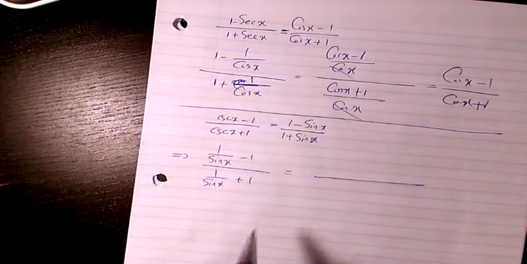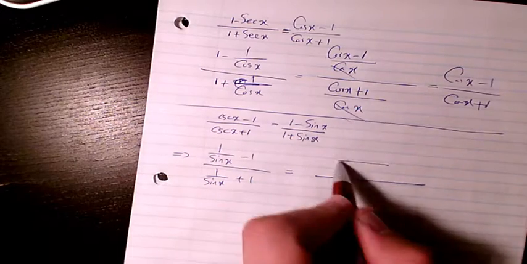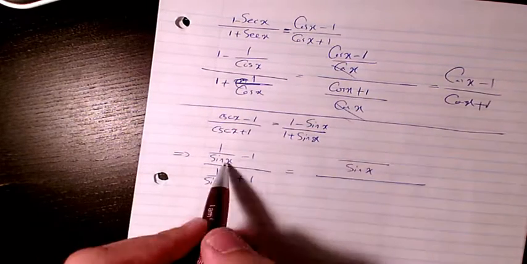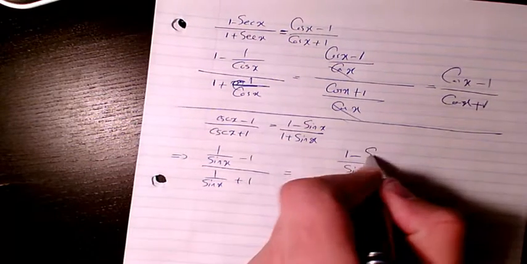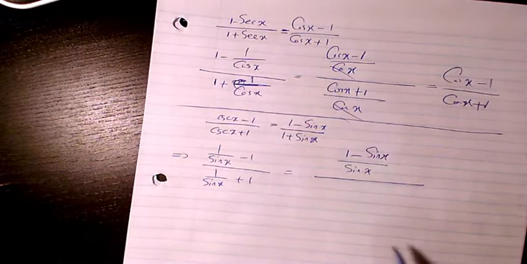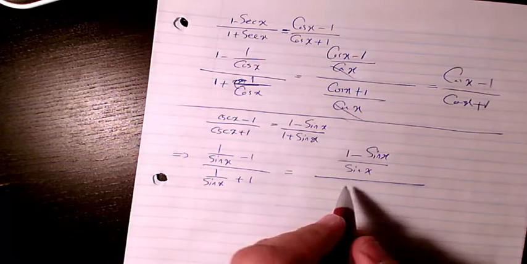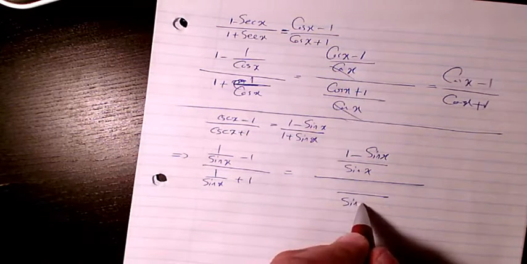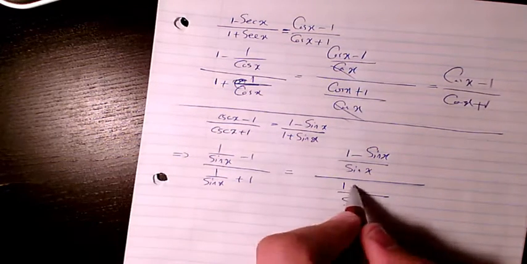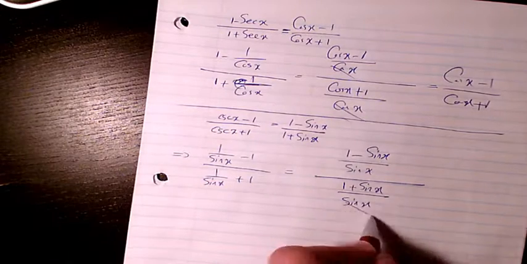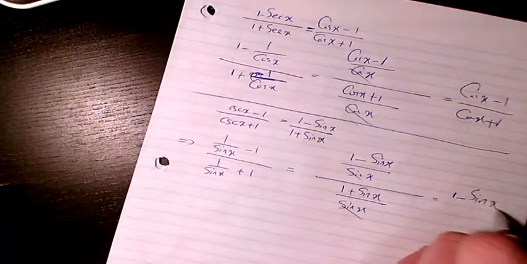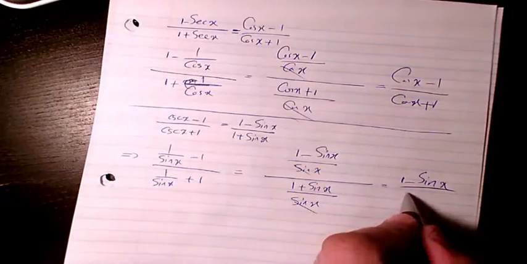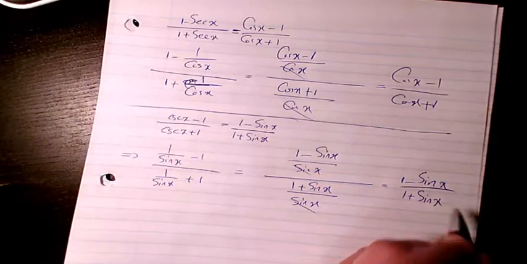So then next step, I'm gonna do a common denominator, which is gonna be sine x. 1 minus 1 is gonna be sine over sine, right? It's gonna be (1 minus sine x) divided by sine x. Here we're gonna have the same thing. Sine x is the common denominator. It's gonna be 1 plus sine x. These two cancel out. It's gonna be 1 minus sine x divided by 1 plus sine x.